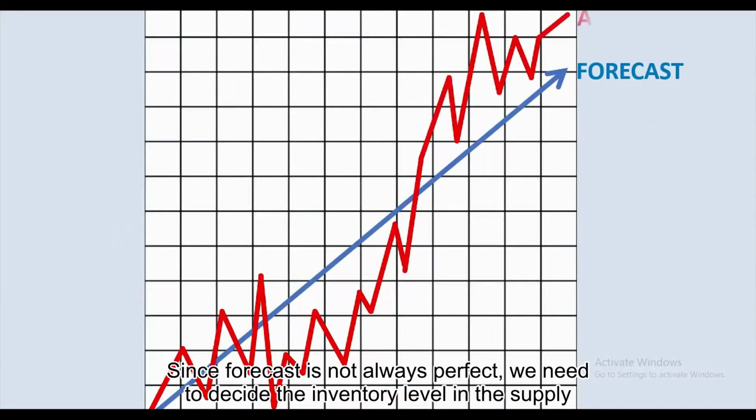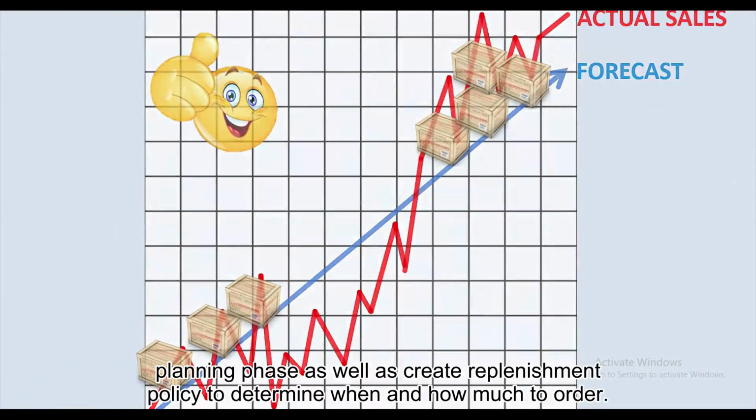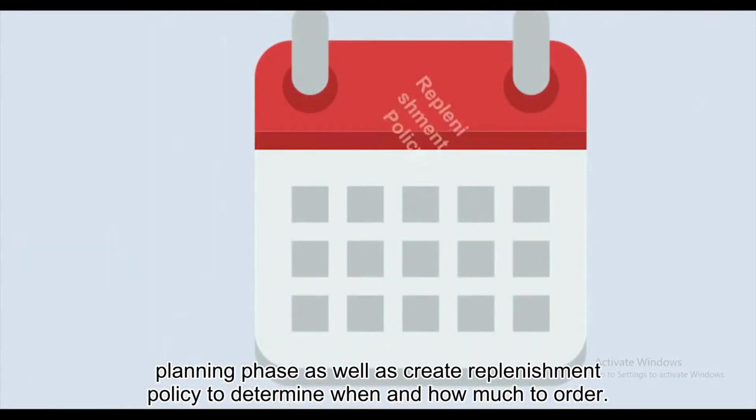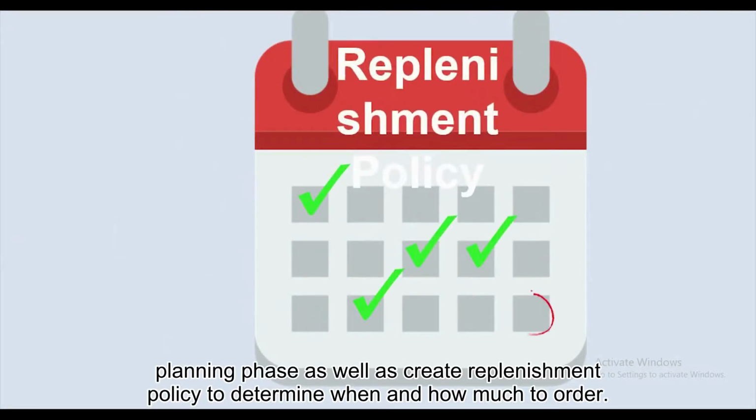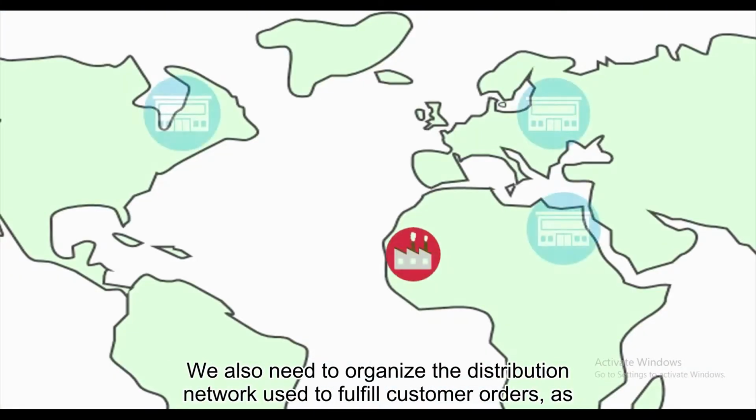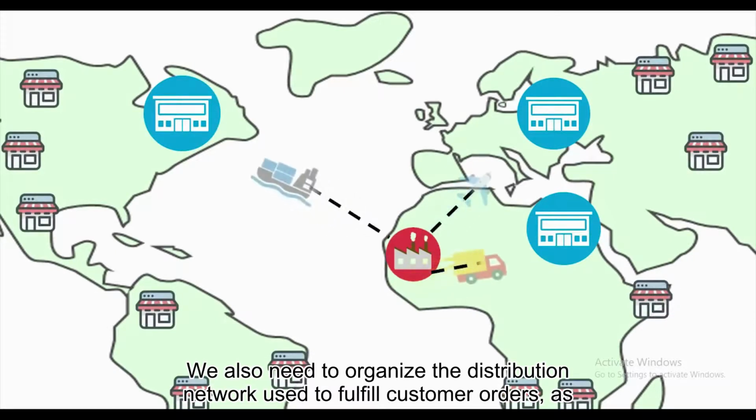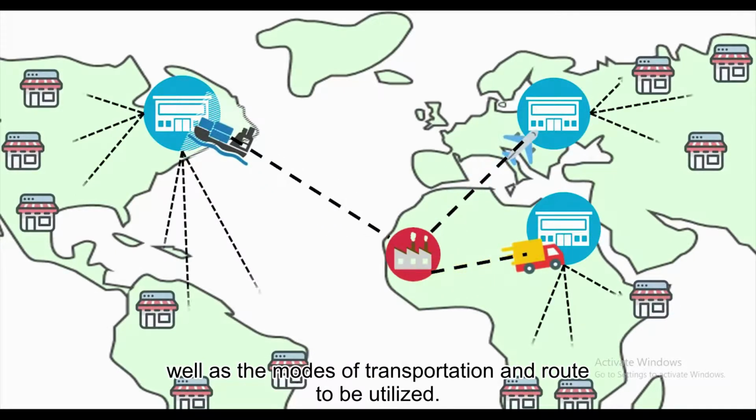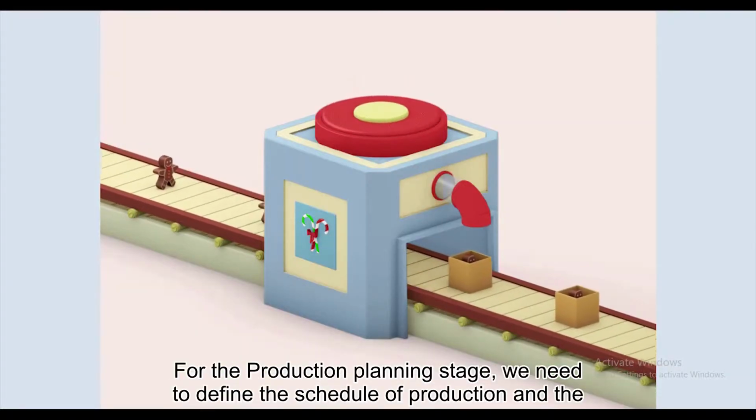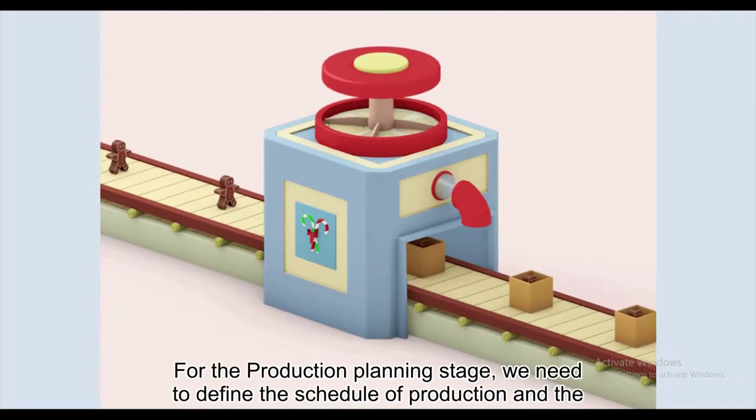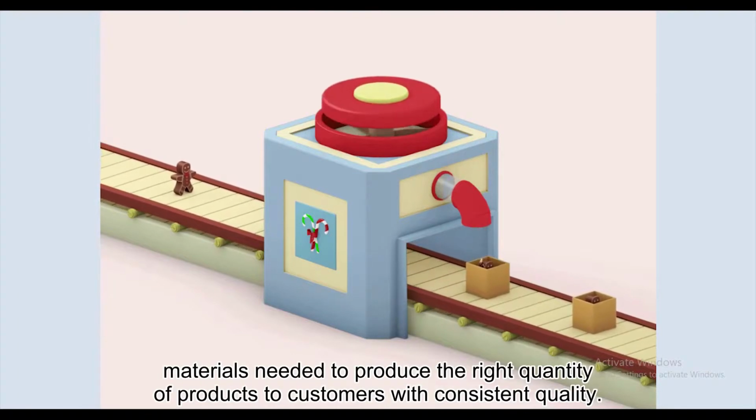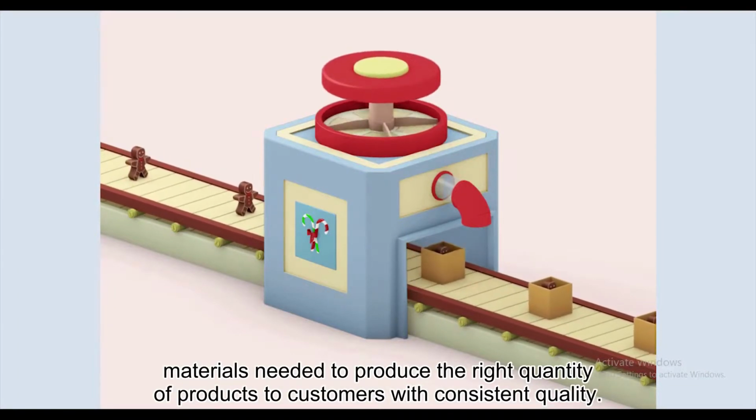Since forecast is not always perfect, we need to decide the inventory level in the supply planning phase, as well as create a replenishment policy to determine when and how much to order. We also need to organize the distribution network used to fulfill customer orders, as well as the modes of transportation en route to be utilized. For the production planning stage, we need to define the schedule of production and the materials needed to produce the right quantity of products to customers.